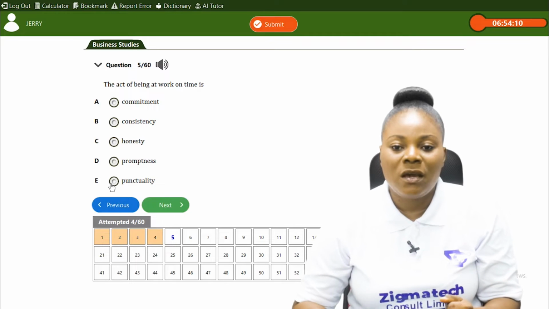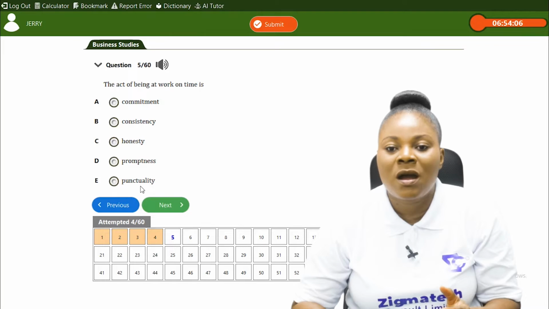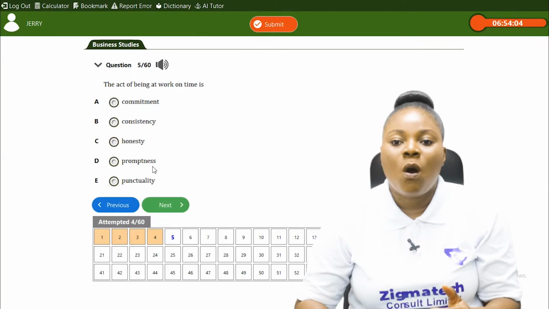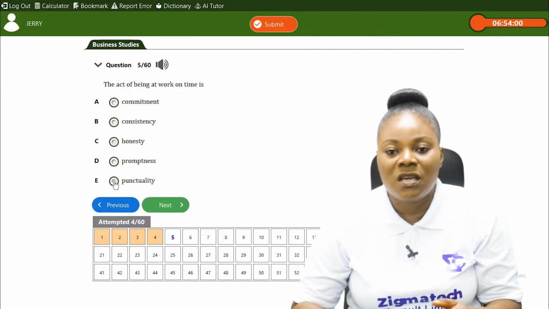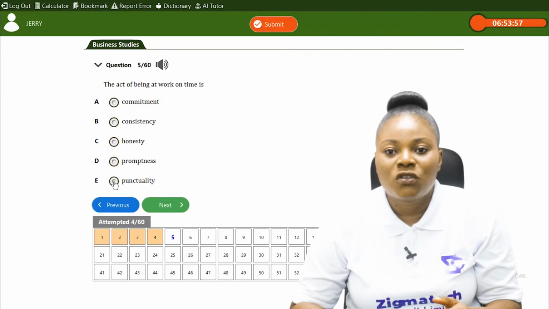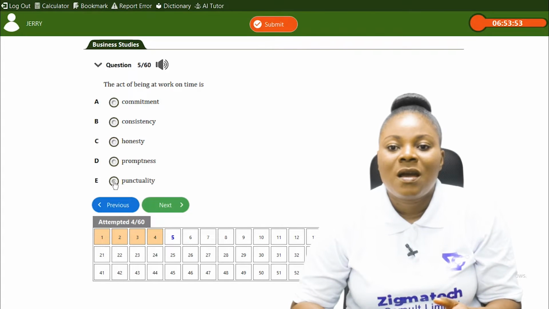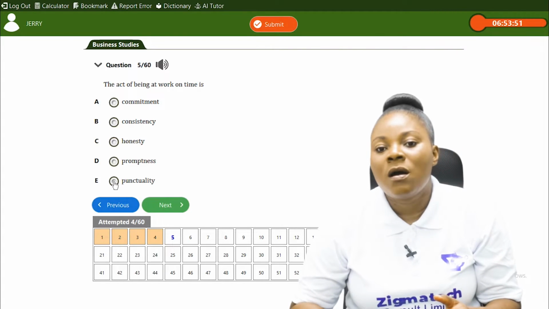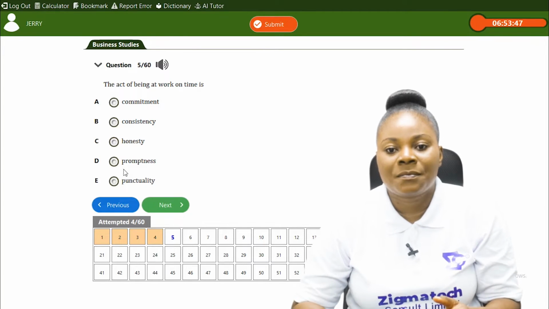While option E is punctuality. Punctuality is the act of being at work at the right time or at the agreed time. So the answer to this question is option E, punctuality. Punctuality is the act of being at work before or at the agreed time, the expected time.